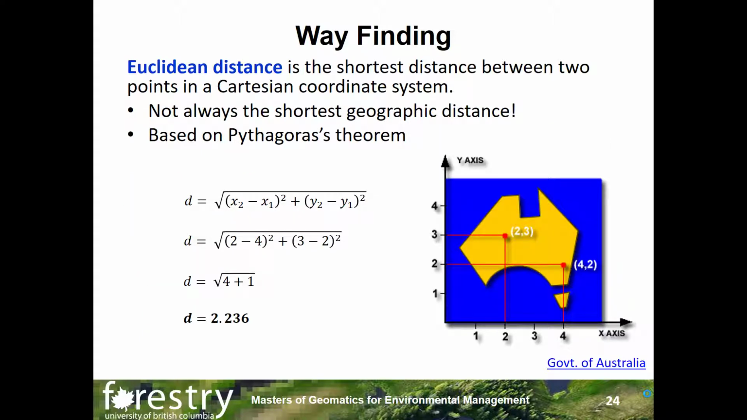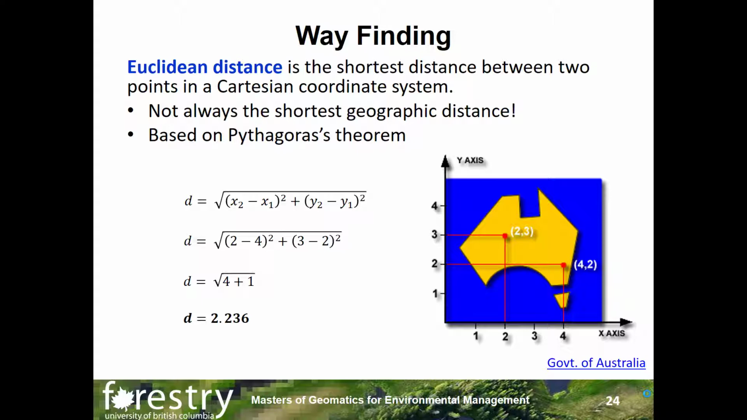If you want to find the shortest distance in a planar Cartesian coordinate system, you would calculate what's called Euclidean distance, which measures the distance between two locations or points. But we have to be careful because although this is very easy to calculate, it's not always the shortest geographic distance. The reason is that when we project a three-dimensional globe onto a two-dimensional surface, the straight lines on that surface are not necessarily going to be representing great circles, which you will recall is the shortest geographic distance on a globe.